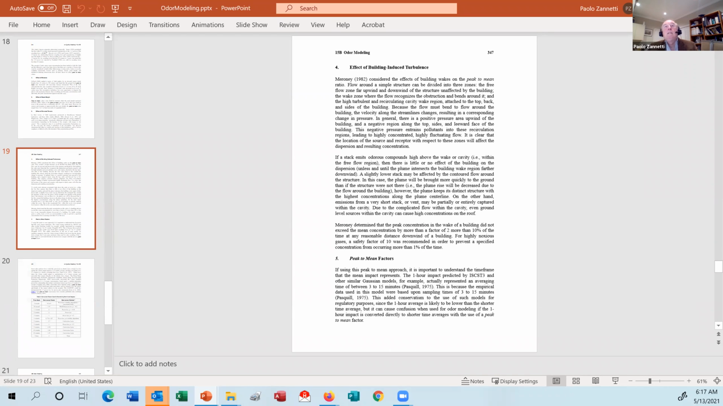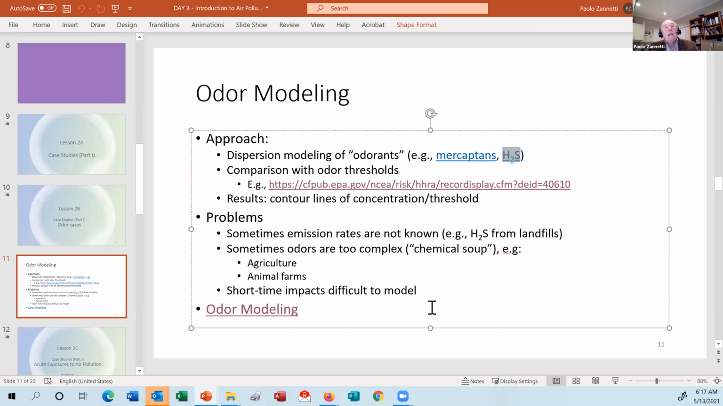Okay, so that is again another topic in modeling that may be useful to you. People often complain about odors. They don't know where they come from. They don't know which chemicals they are inhaling, but they know they smell something not good. And so these are the tools that you need to understand to study odor problems.